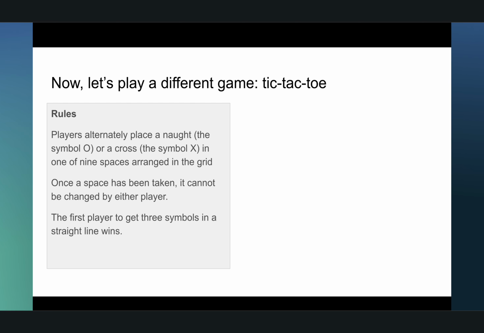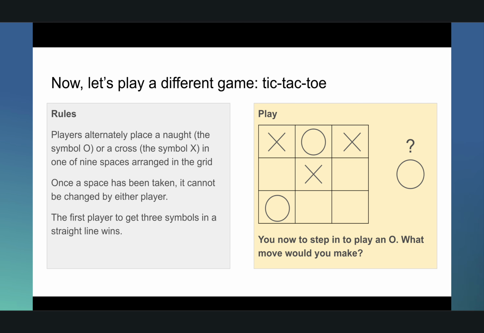I hope you played tic-tac-toe before. It's pretty straightforward. So now imagine that we are at this stage of the game and you have to play the O. You step in and you have to decide. So what move would you make? Pause for a moment here and think about it.